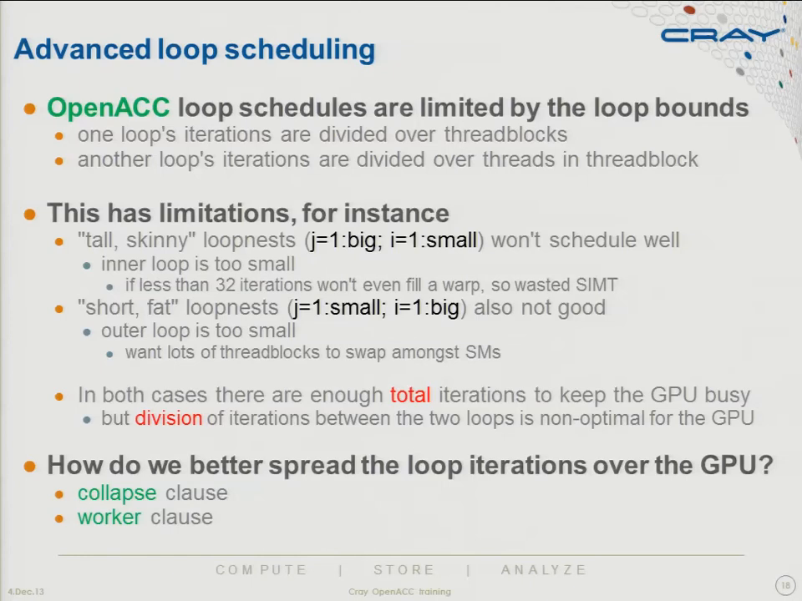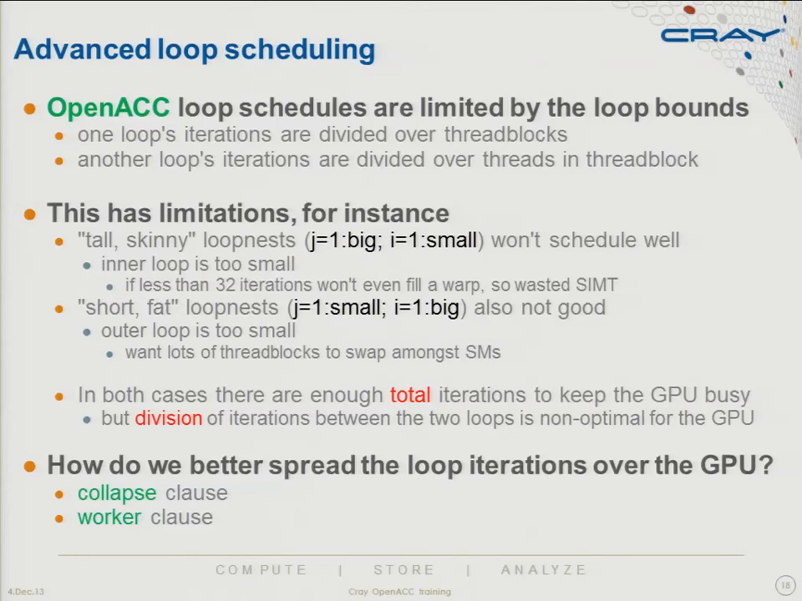If you've got a short, fat loop nest, so the outer loop is quite small but the inner loop is big, you get good vectorization, but you don't have many thread blocks, and you need lots of thread blocks to hide memory latency. In both cases, small times big is very big. So you've got enough parallel work, it's just not divided very well between the two loops.